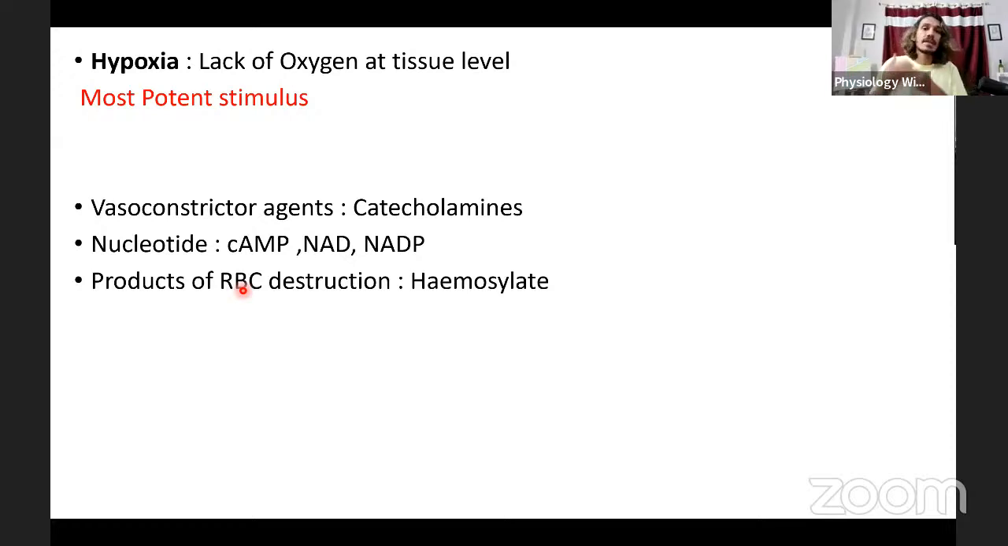Then, the presence of nucleotides like cyclic AMP, NAD, and ADP. This is important because when your ATP is being utilized in your system, oxygen is required for that. Now, because of metabolism and not enough oxygen being available, in such a scenario you have a lot of nucleotides available. So that indirectly is telling you, okay, hypoxia is there. Or in any way, if whatever RBCs are there are getting destroyed a lot, then products of RBC destruction, such as hemosiderin. So ultimately, what is it telling you? Either there is hypoxia in the body, or a lot of RBCs are getting destroyed. So one, hypoxia. Two, vasoconstricting agents. Three, nucleotides. Four, products of RBC destruction like hemosiderin. Okay, so these are the general factors.